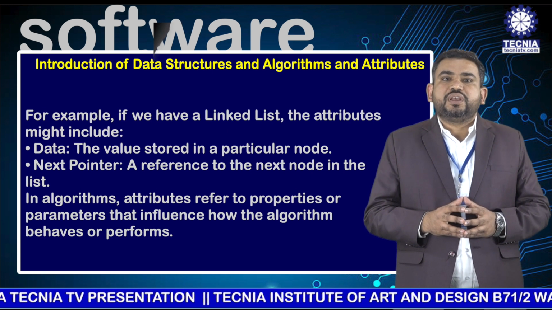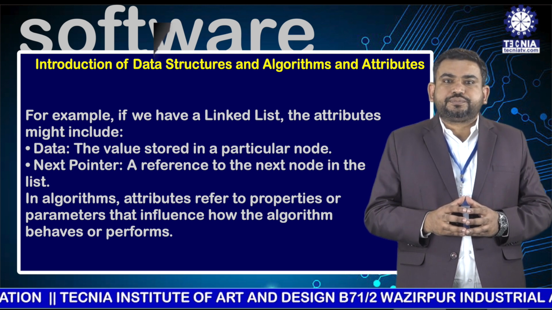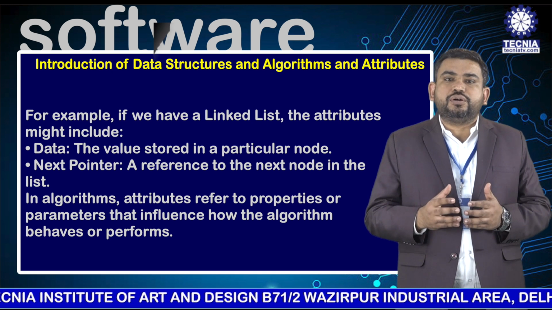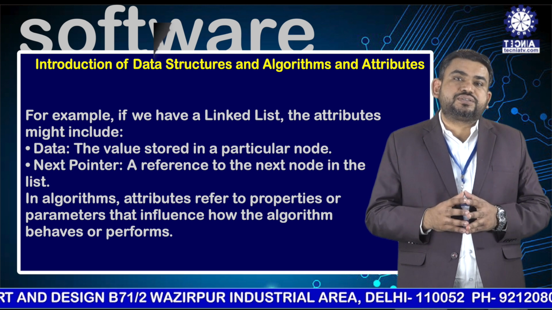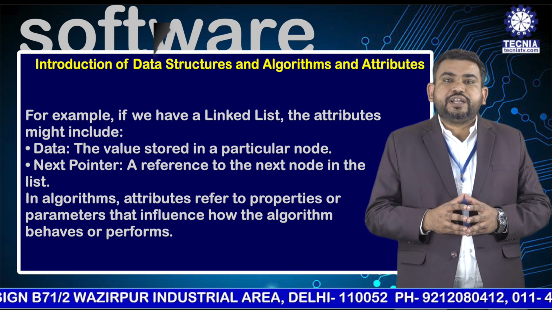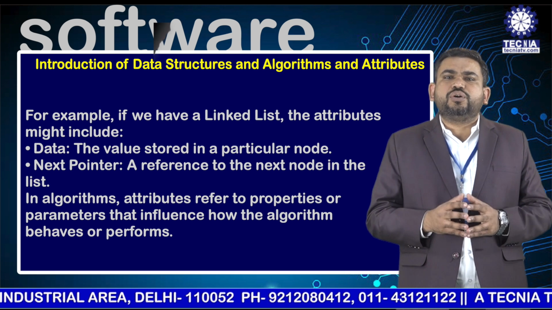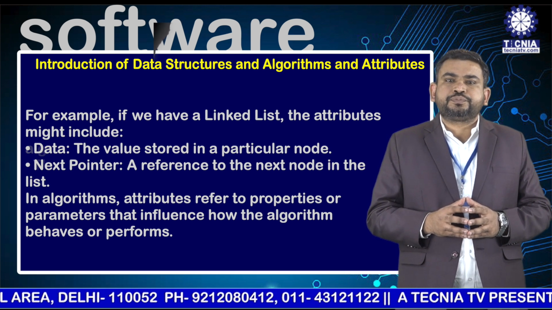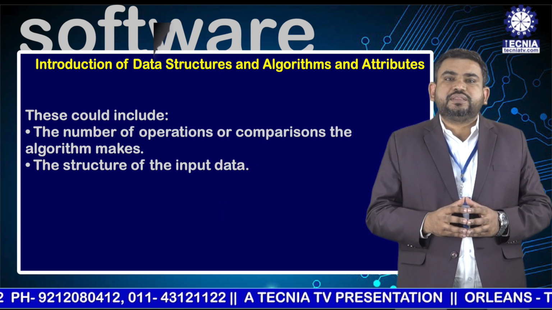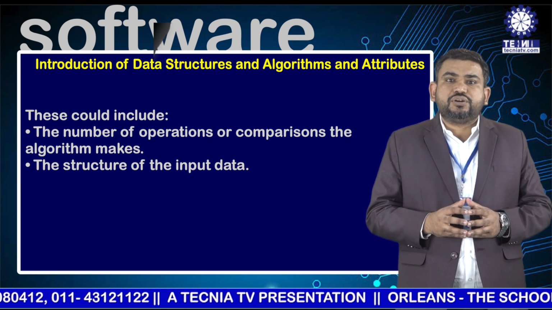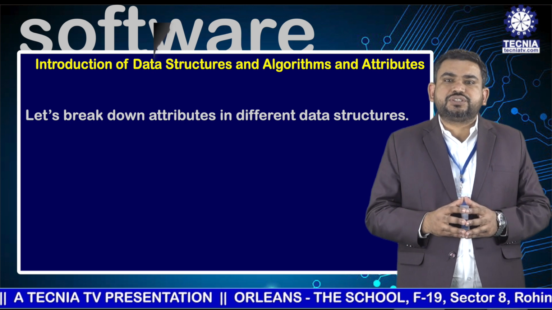For example, if we have a linked list, the attributes might include data, the value stored in a particular node, and next pointer, a reference to the next node in the list. In algorithms, attributes refer to properties or parameters that influence how the algorithm behaves or performs. These could include the number of operations or comparisons the algorithm makes, the structure of the input data. Let's break down attributes in different data structures.